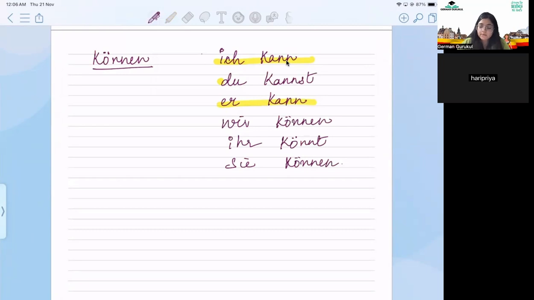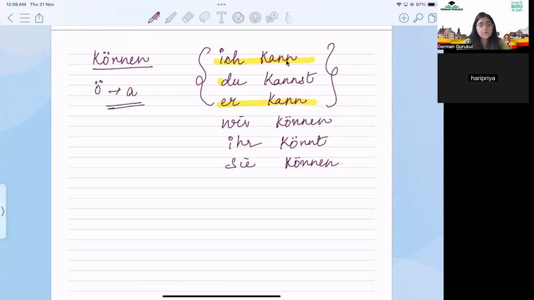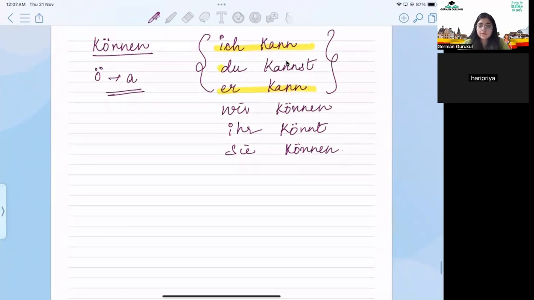And always remember that in the singular, ich, du, er/sie/es, we don't have umlauts, right? The vowel sound changes, like ö is changing to a. So in most of the modal verbs, these will change and will have no umlaut. So this is the conjugation of können.